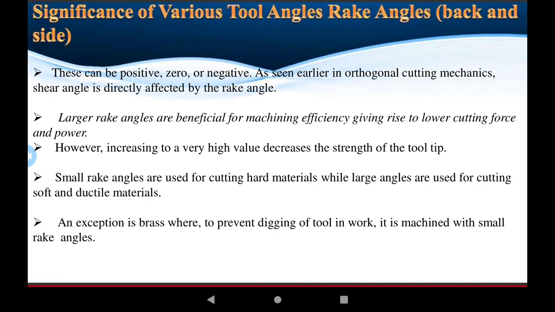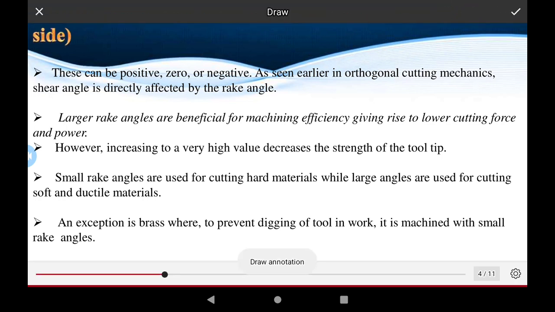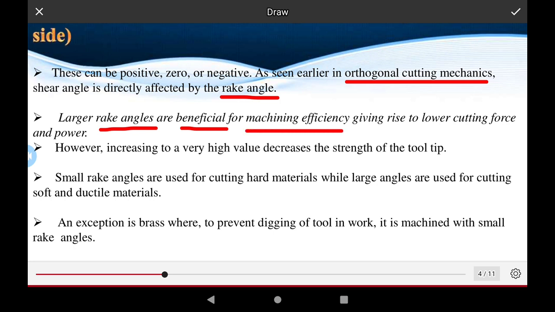Significance of various tool angles. The rake angle can be positive, zero or negative. The rake angle is present in the orthogonal cutting mechanics. The shear angle is directly affected by the rake angle. Large rake angles are beneficial in machining efficiency, giving rise to lower cutting force and power. However, increasing it to a very high value decreases the strength of the tool tip.